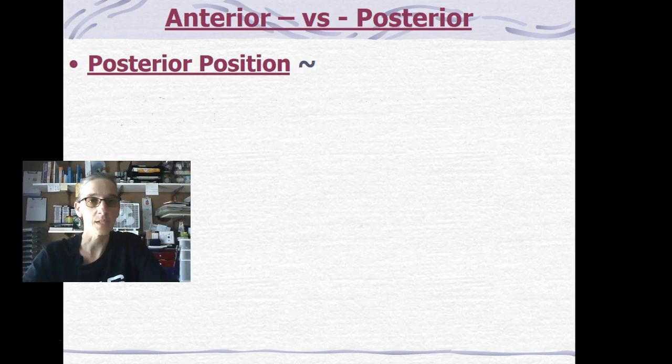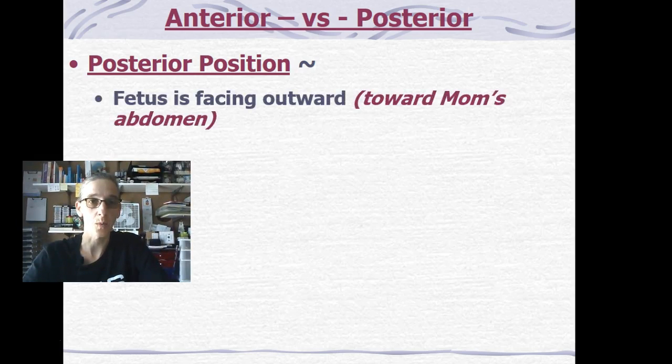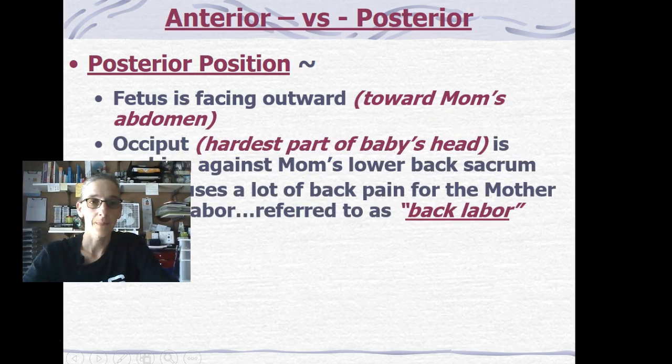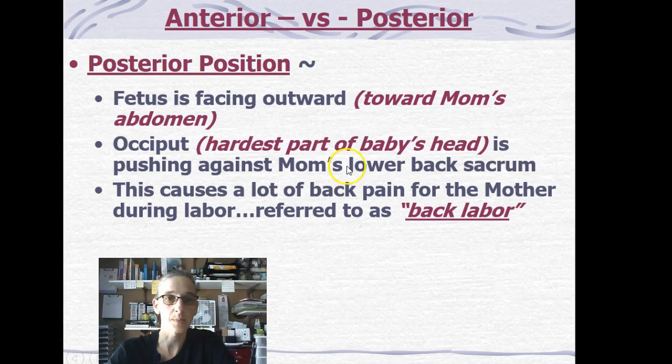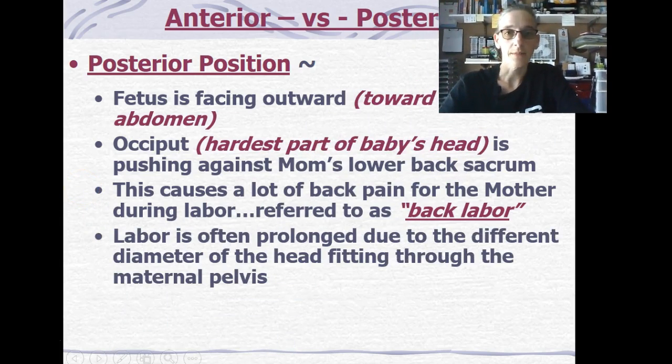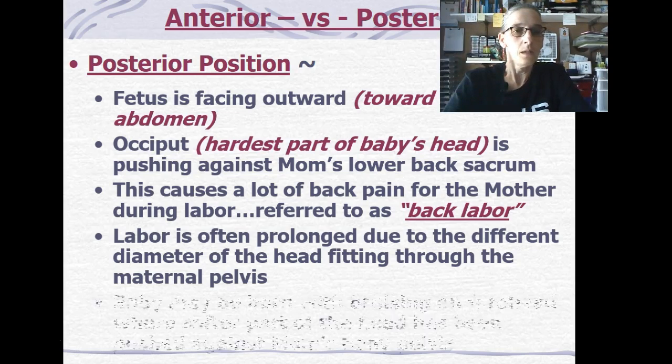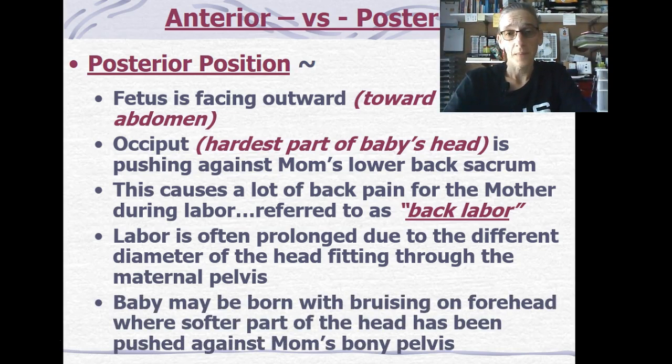All right, anterior versus posterior. In posterior position, the fetus is facing outward towards the mom's abdomen. So the occiput, the back of the head, the hardest part of the baby's head, is pushing against mom's lower back and sacrum, causing a lot of back pain for the mother, referred to as back labor. And labor is often prolonged due to the different diameter of the head fitting through the maternal pelvis, because remember, this isn't exactly how it's supposed to be going through the pelvis. The baby may be born with bruising, very, very common, on the forehead, where the softer part of the baby's head has been pushed against the mom's bony pelvis in the front.